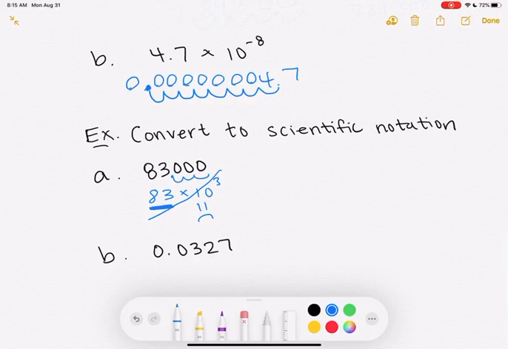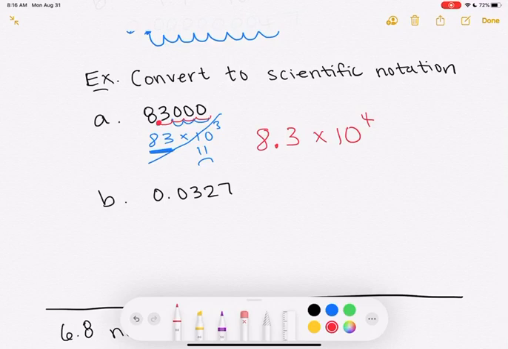So where could I put the decimal to make it between 1 and 10? I could put it here between the 8 and the 3, because then I would have 8.3. That number is between 1 and 10. So times 10 to the how many spots did my decimal move over? Let's see. 1, 2, 3, 4. So 83,000 written in scientific notation is 8.3 times 10 to the 4th power.